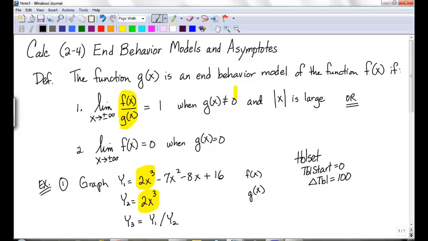Shortcut: the highest term is the end behavior model. You ought to be able to look at this and say, this is the end behavior model. It's the highest term.